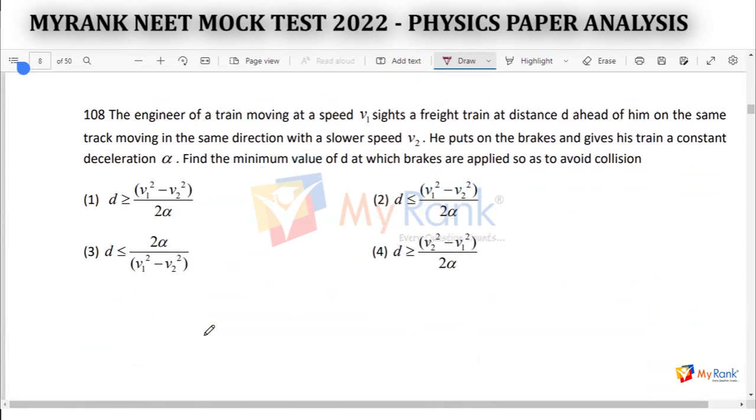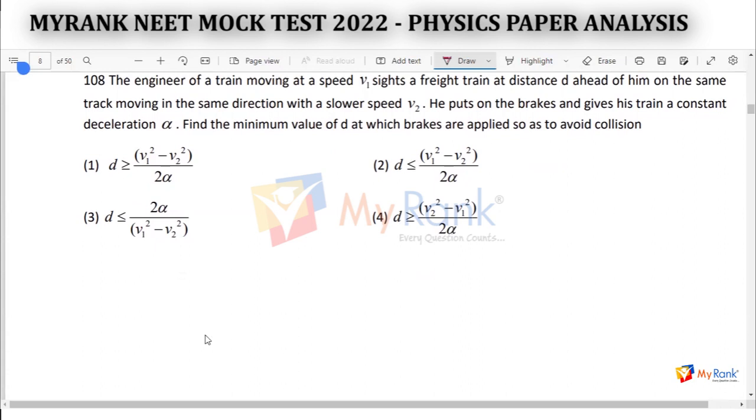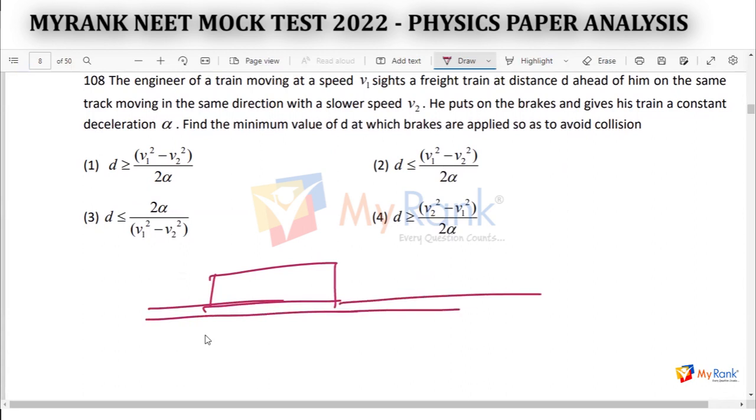Here the situation is two trains, friends. Two trains are moving. Suppose say this is a train, for example, and here another train is like this. Just imagine on the same track, those are moving, and this one is moving with a speed v1. He told this one is moving with a speed v2, friends. Moving at speeds v1 and v2, students, in the same direction.